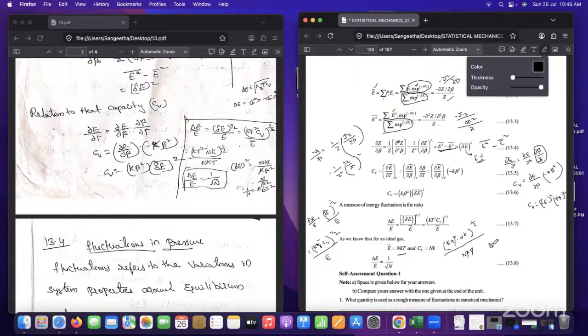We will get delta E by E as 1 by root N, that is, 1 under root of N. So this is the fluctuation in energy.